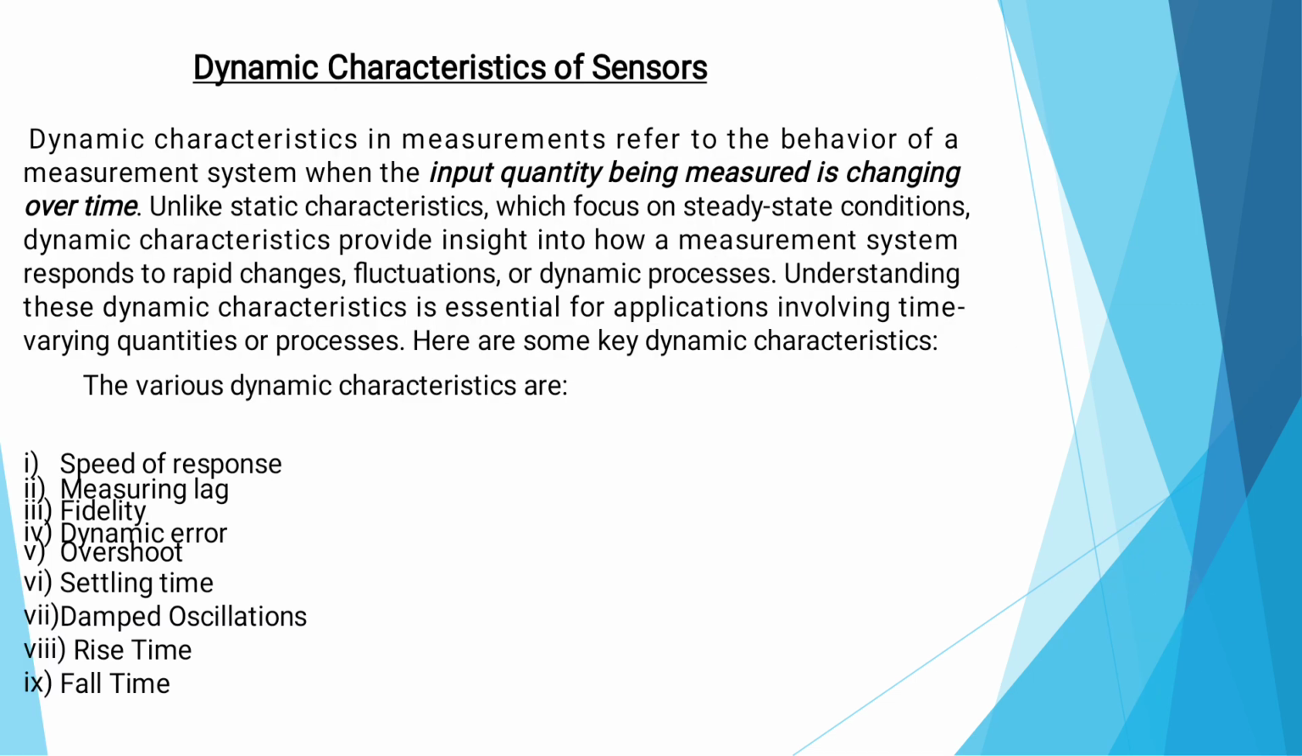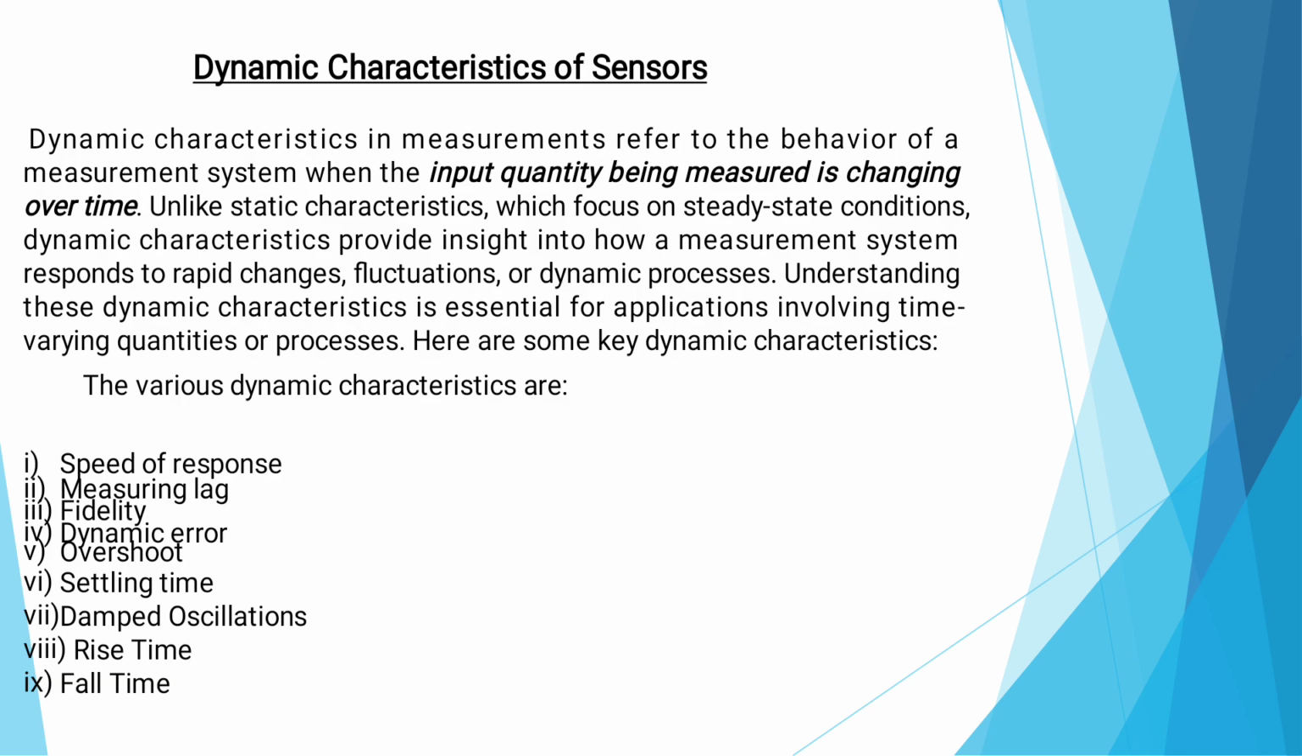So here in the introduction part, dynamic characteristics describe the behavior of a measurement system when the input quantity changes with time. Unlike static characteristics, which deal with constant or steady measurements, dynamic characteristics explain how quickly and accurately a sensor responds to changing signals.